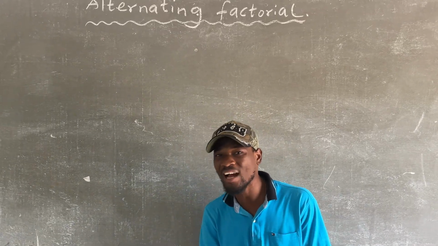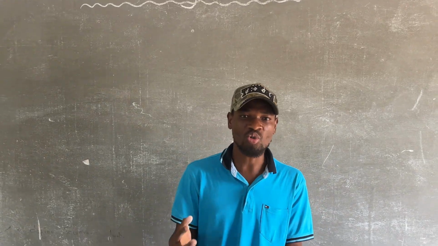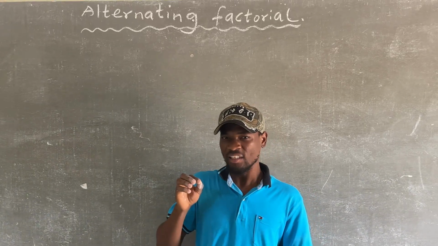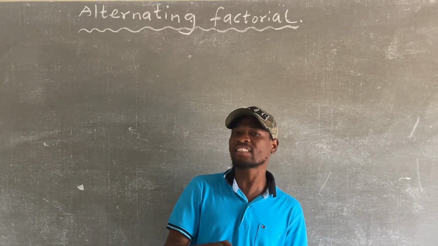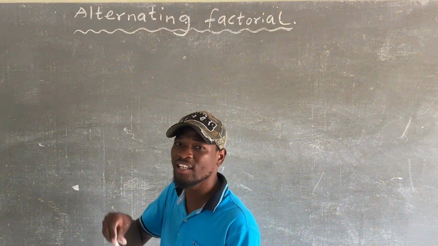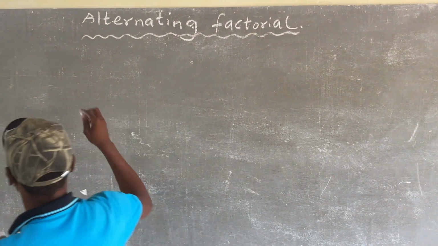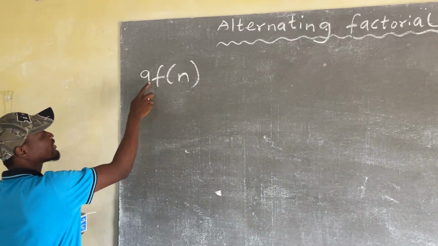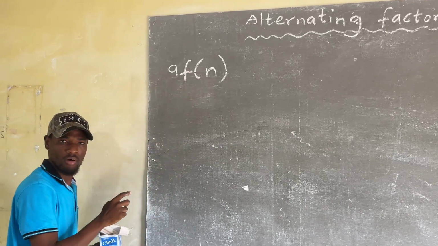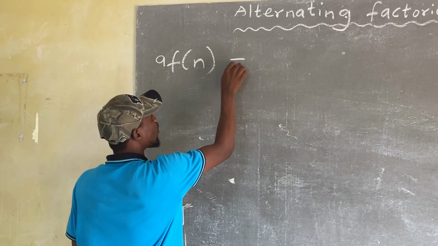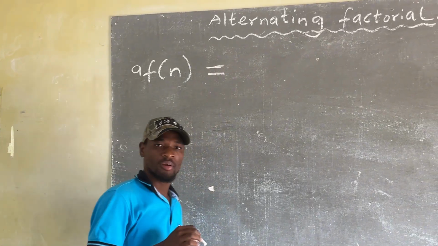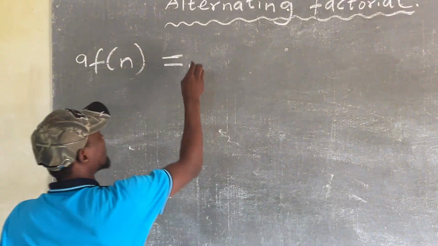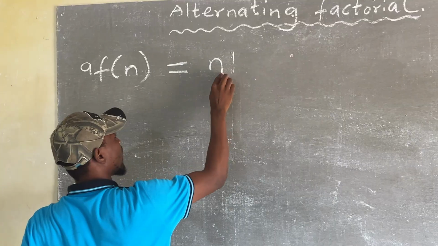Today we are going to consider another factorial concept known as alternating factorial. Alternating factorial is mathematically denoted by AF, so you have the alternating factorial of n, which is equal to... Now, viewers, this is very simple. You'll be having a positive integer, let's call it n factorial.